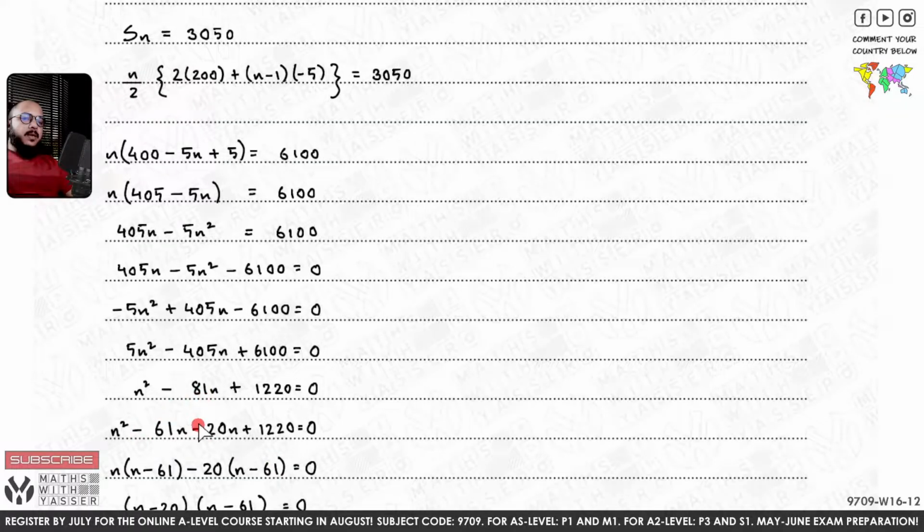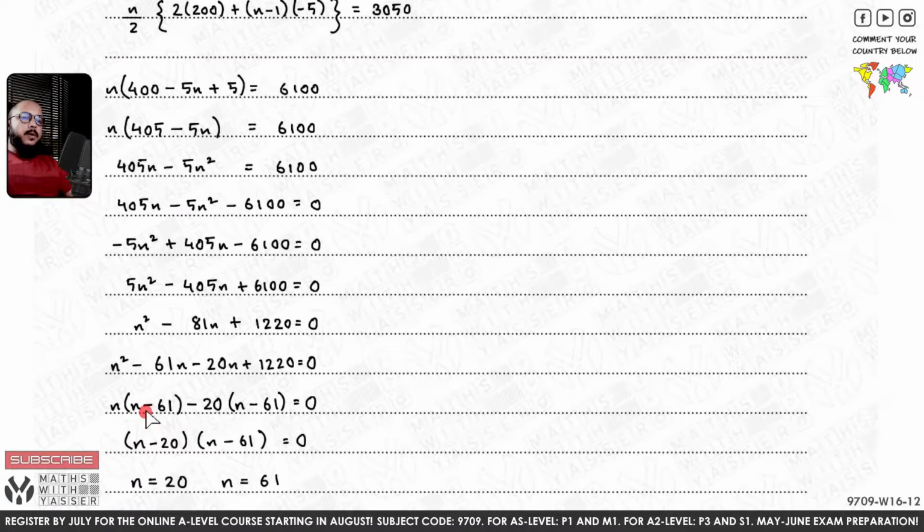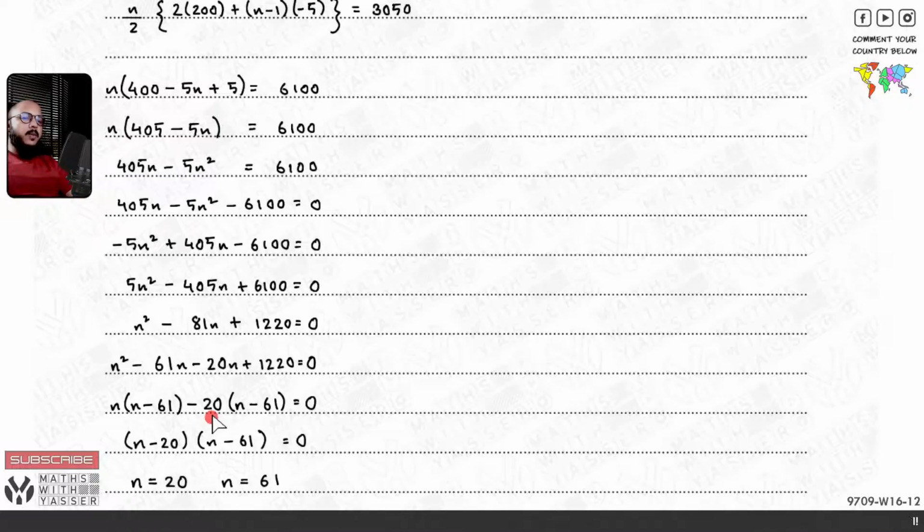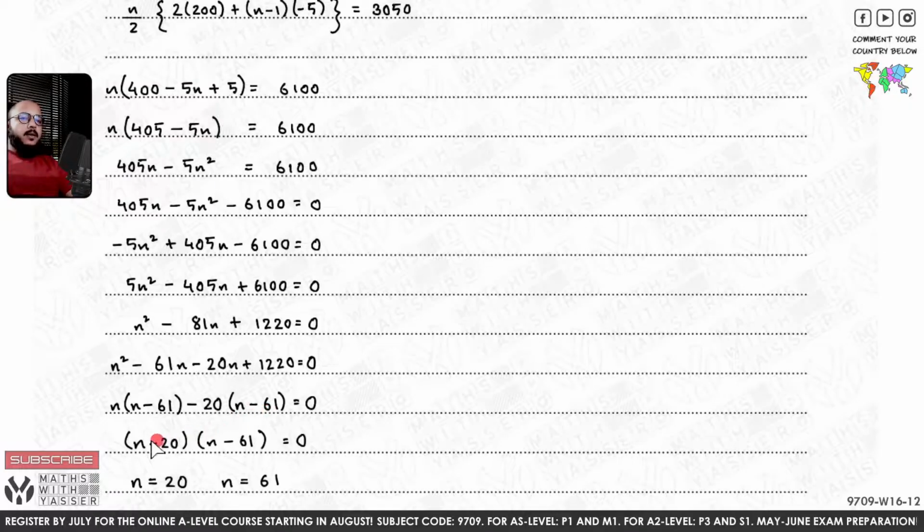Now let's do the middle term break. It will be n square minus 61n minus 20n plus 1220. If we take n common, it will be n minus 61. And if we take negative 20 common, it will be n minus 61 again. So the factors are n minus 20 and n minus 61 equals to 0. Therefore, n is equals to 20 and n is equals to 61.